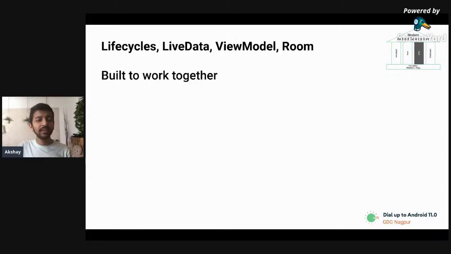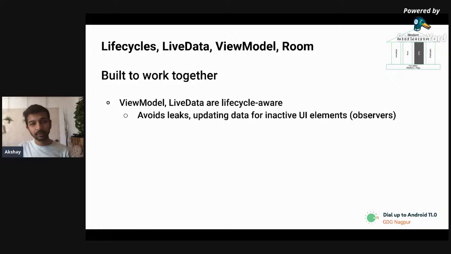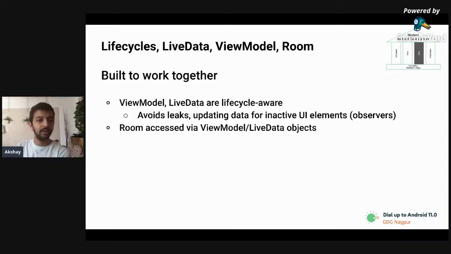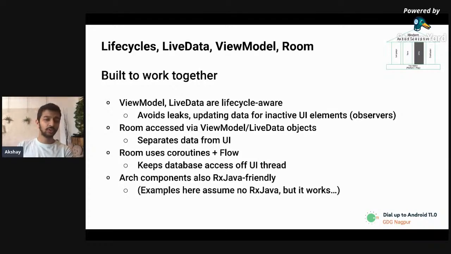So this is basically the TLDR of what I said. These libraries are all built to work together. For example, view model and live data are lifecycle aware. So when you close your screen, they would stop updating, or when you rotate your app, they would stop the network request and not send it again, for example. So things like that are what lifecycle aware means. This is basically the same things which I talked about.